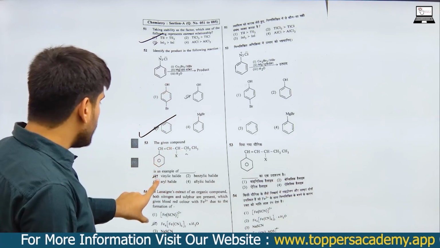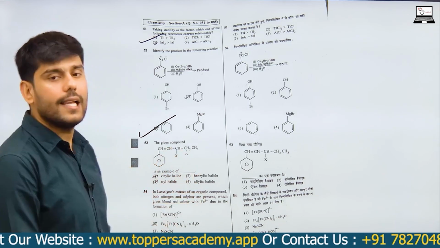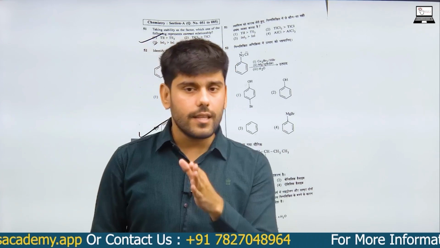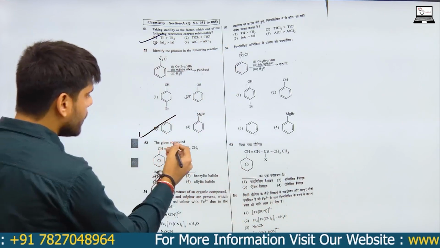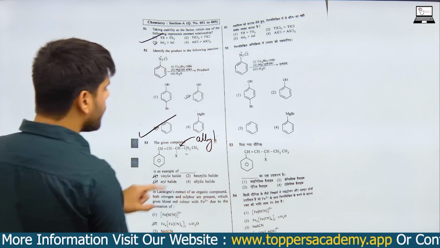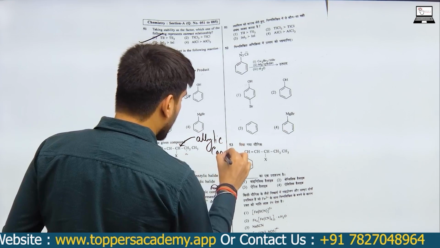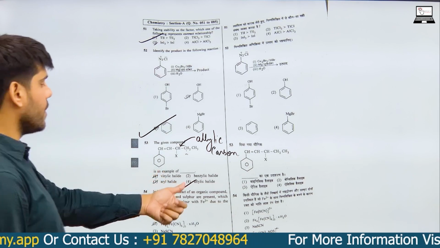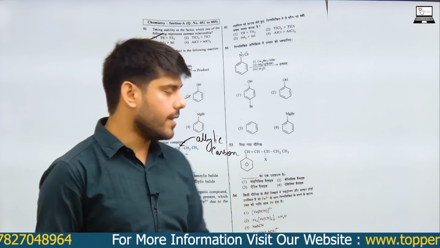The given compound is an example of vinylic halide, benzylic halide, arylic halide, or allylic halide. So you know what an allylic carbon is. It is the carbon adjacent to the carbon which is attached to a double bond. So if you see, this is exactly what I am talking about, this is your allylic carbon. Why? Because this carbon is adjacent to this carbon which is attached to the double bond. So this is your allylic carbon, and hence this halide is your allylic halide. So the fourth option is the right answer, that the compound is an example of allylic halide.